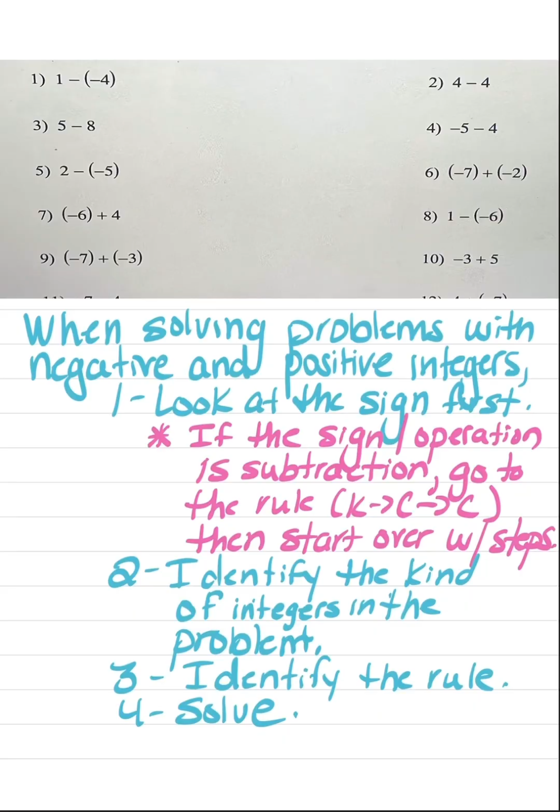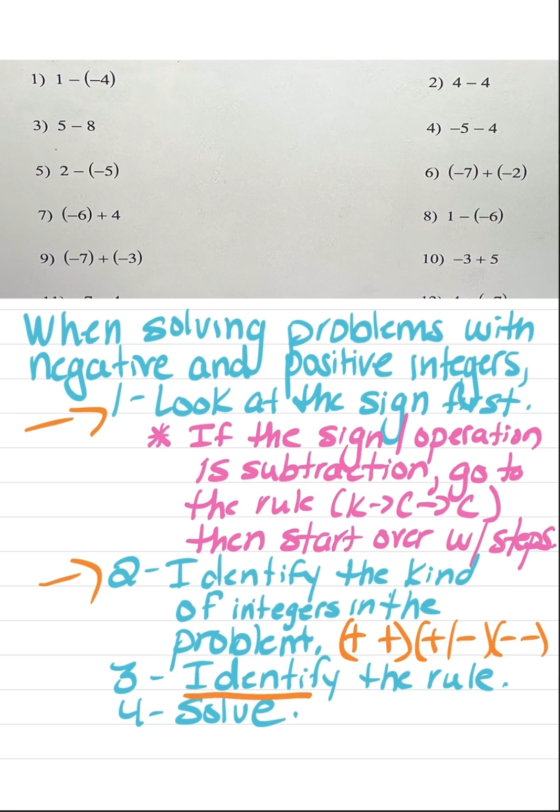Let's take a look at adding and subtracting integers and strategies. When solving problems with negative and positive integers, in order to do this correctly, a couple of things to keep in mind is step one, look at the sign first. Always look at the sign. And then after you look at the sign, you need to identify the kind of integers in the problem. So are the problems showing you two positive integers, or do you have a positive and negative integer? Do you have two negative integers? This is what you want to look for. Lastly, you want to identify the rule, and then step 4 is you want to solve.